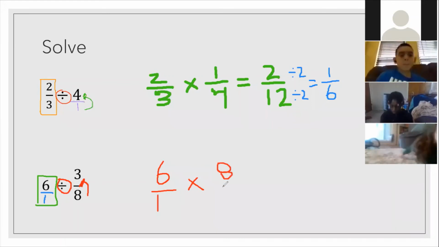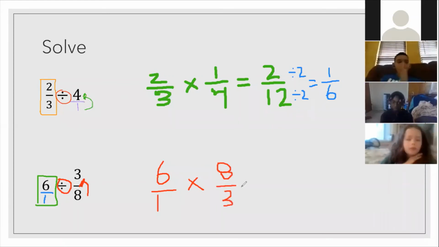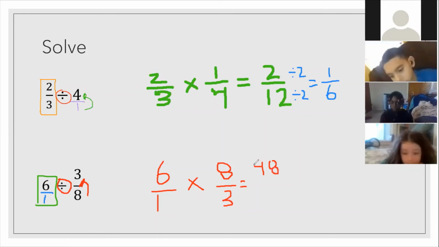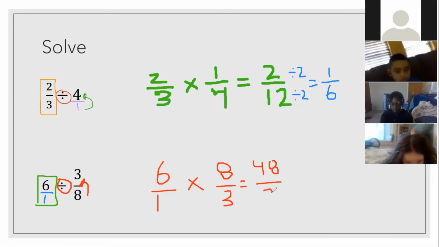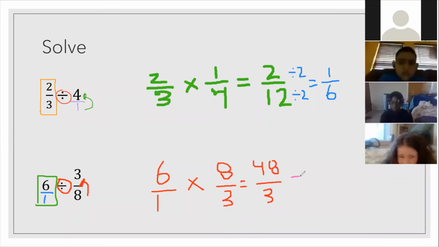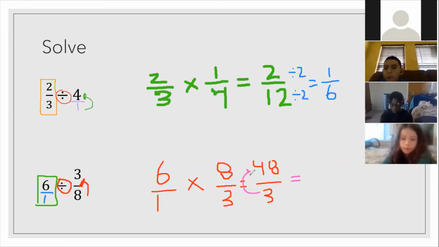Someone who's quick with their math, what is 6 times 8? 48. Good. And what is 3 times 1? 3. Can I divide the numerator and denominator by the same thing? Yes. Okay, can I divide my numerator by my denominator? How many groups of 3 can I make from the number 48?